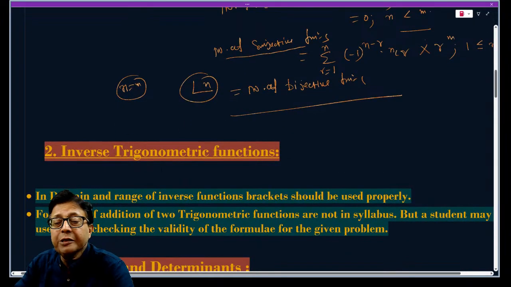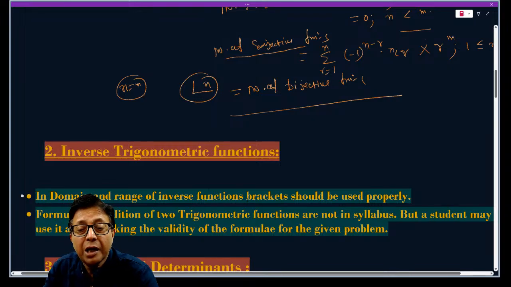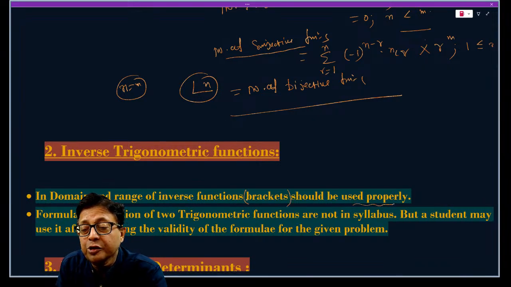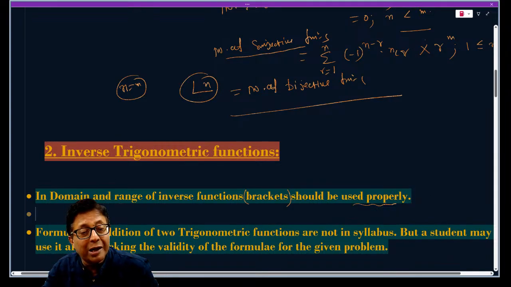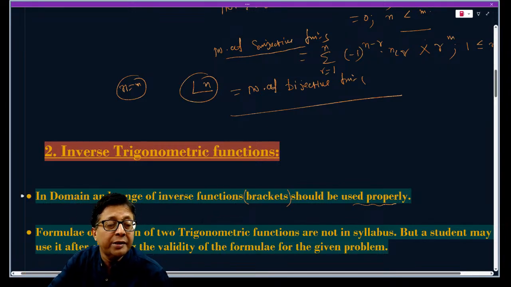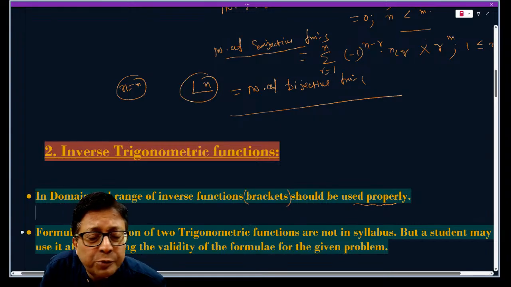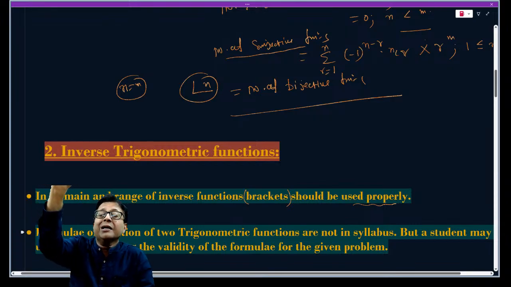Inverse trigonometric functions: for the domain and range of an inverse function, brackets should be used properly. Close bracket, open bracket, that concept you all have, but during the exam, sometimes you hurry. When you are writing their union, intersection, please take care of the brackets. The formula for addition of two inverse trigonometric functions is not in the syllabus, you know, throughout the year we have told you.